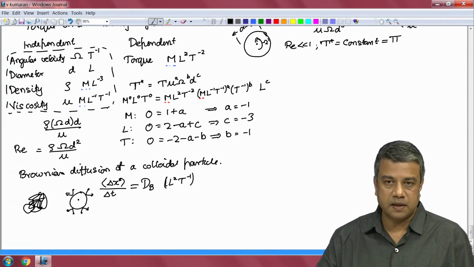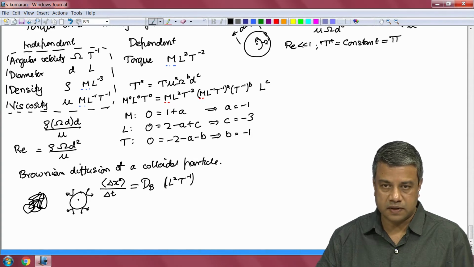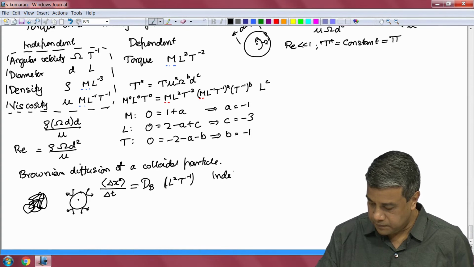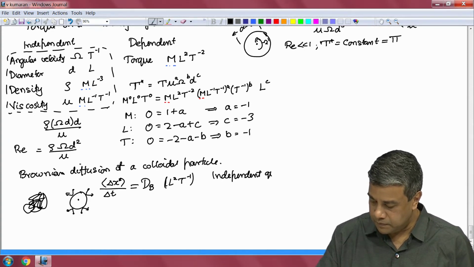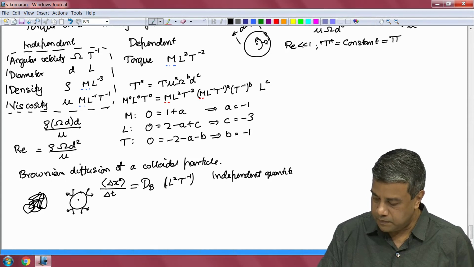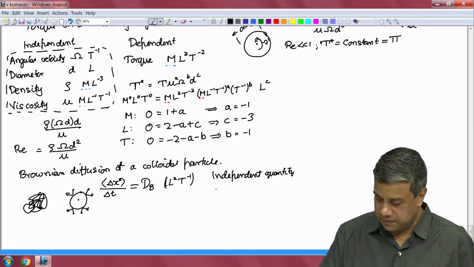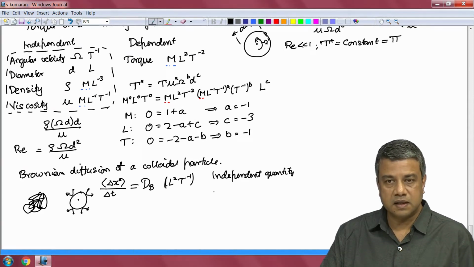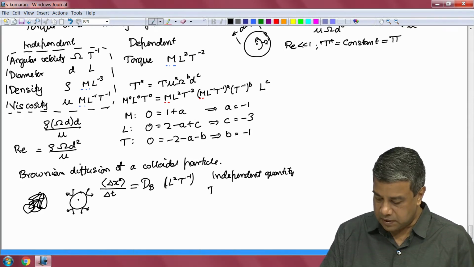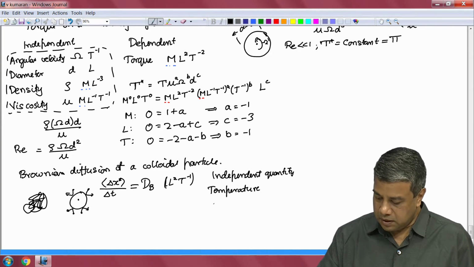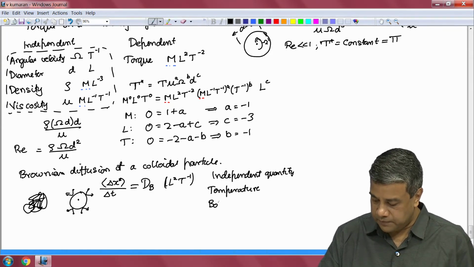So, this is the dependent quantity, the Brownian diffusion coefficient. It depends upon the thermal energy. And the thermal energy in turn depends upon the temperature and the Boltzmann constant.